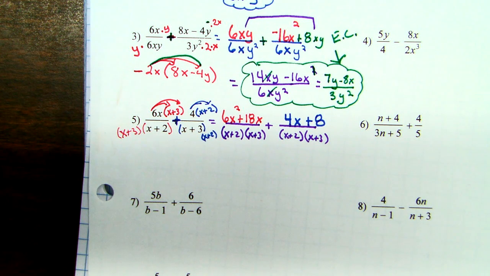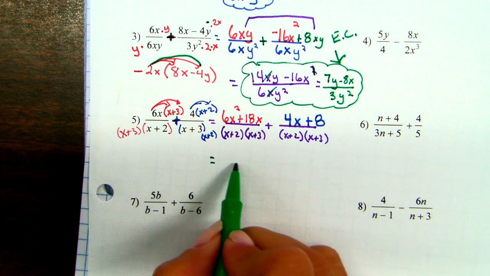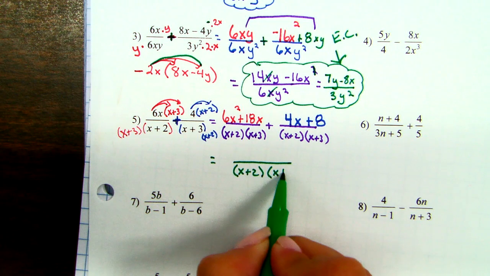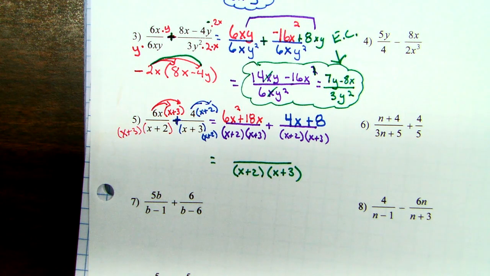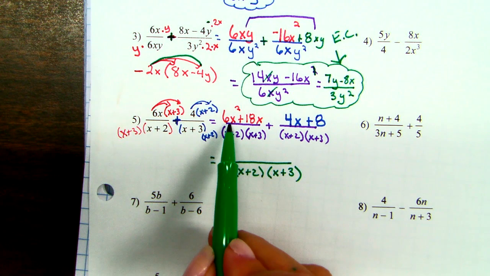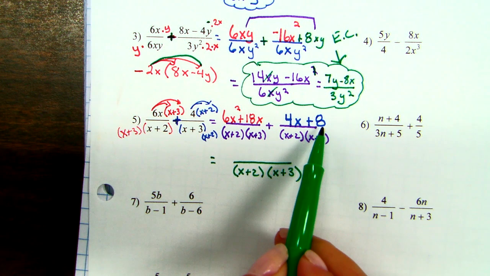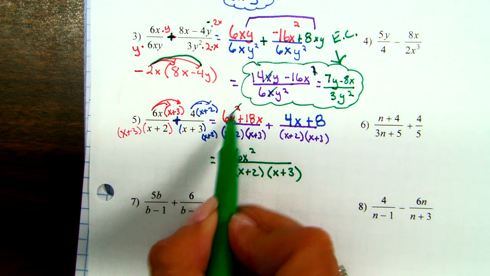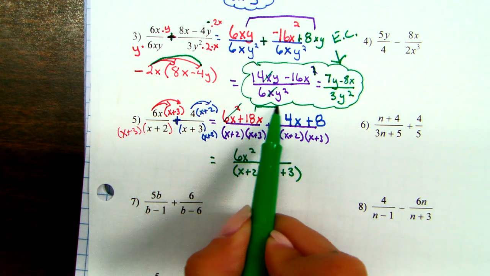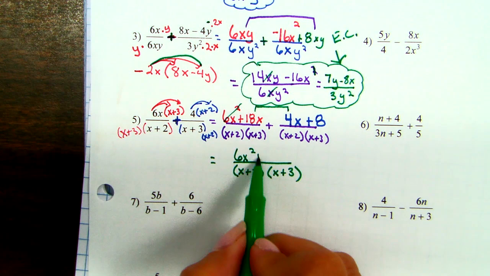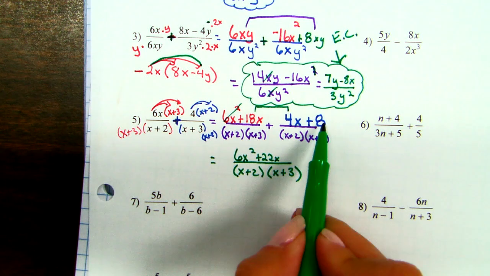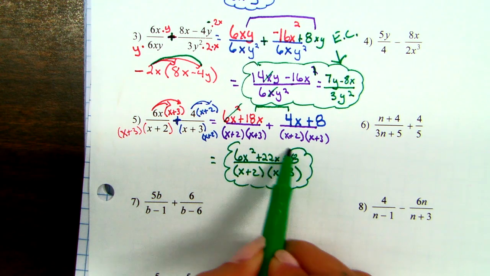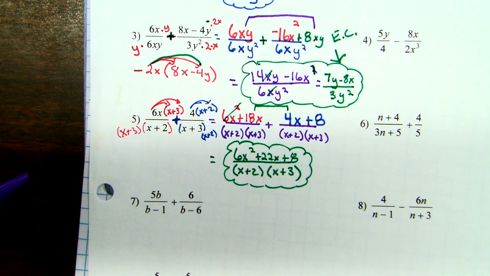And now we can combine any like terms in the numerator with our new common denominator of x plus 2, x plus 3. So I see I have an x squared. I have 2 x's and a constant. A constant is a number that has no variable. So let's just put our x squared first, right? We can add 18 and 4. And then that would leave us with the 8 at the end. Okay.